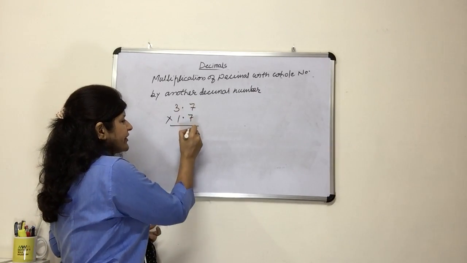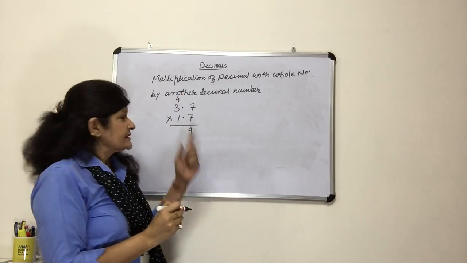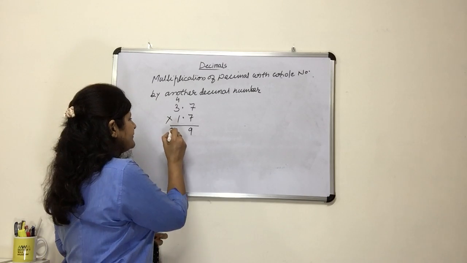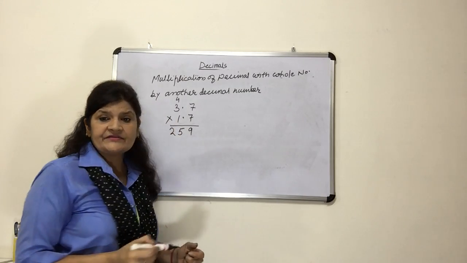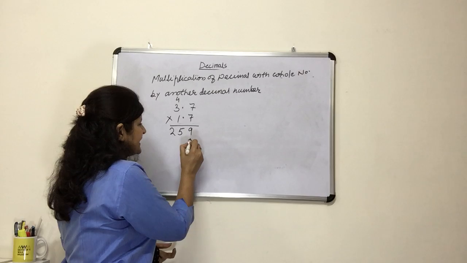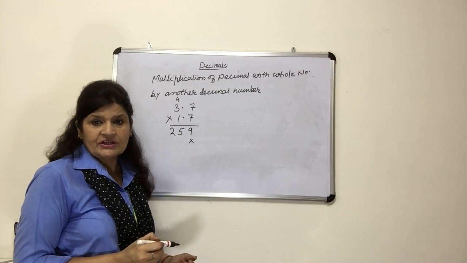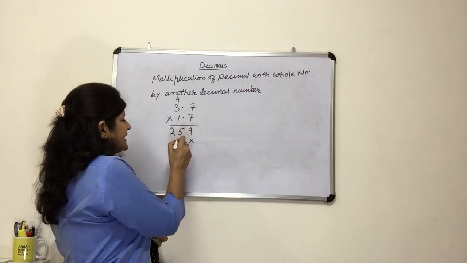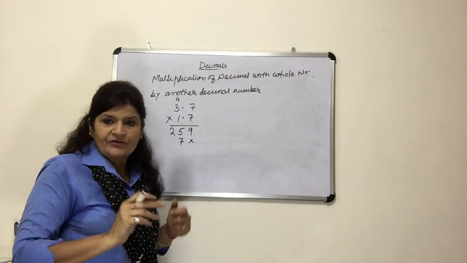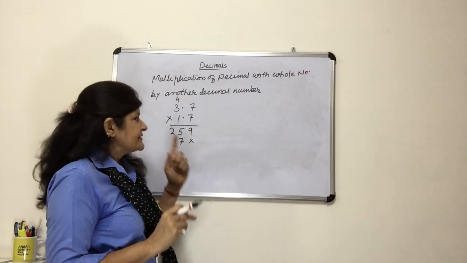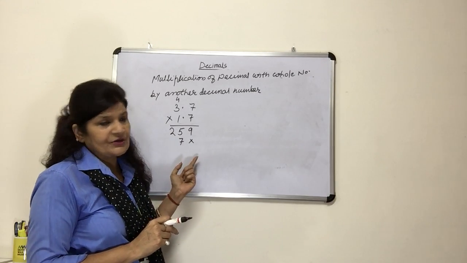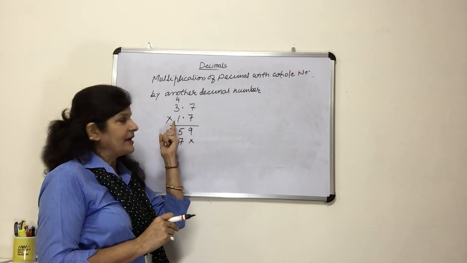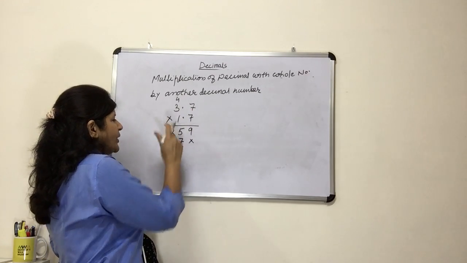So 7 sevens are 49. 7 threes are 21, 21 plus 4 is 25. Now, as we know about multiplication, at the first place in the second line we write either a cross or 0. Do you know why we put the cross or 0? See, I am telling you why: because we are multiplying it with 10, this is the tens place. So 1 seven is 7, 1 three is 3.